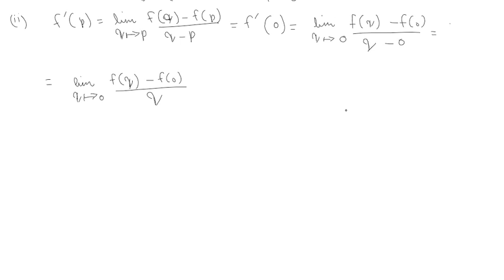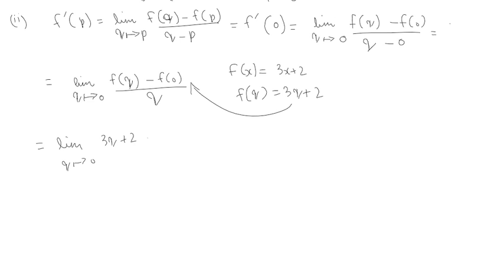We know that f of q has to represent a function, right? But we know what f of x is. We know f of x equals 3x plus 2, and we can plug in the value of q over here to get 3q plus 2. Let's put this over here and see if this expression simplifies, because we're trying to find the limit as q approaches 0.